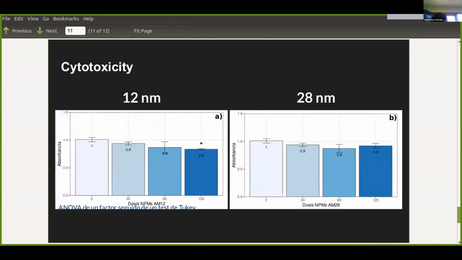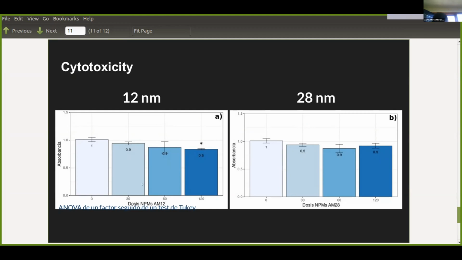Finally, we evaluated the toxicity of the particles in cell cultures. To do this, we grew monolayer HEP-G2 cells in six well plates and incubated them at 37 Celsius and an atmosphere of 5% carbon dioxide. After 24 hours of incubation, we applied doses of 30, 60, and 120 micrograms per milliliter of nanoparticles, and we incubated again for a new period of 24 hours. We performed an MTT assay to see the effect on cell viability.